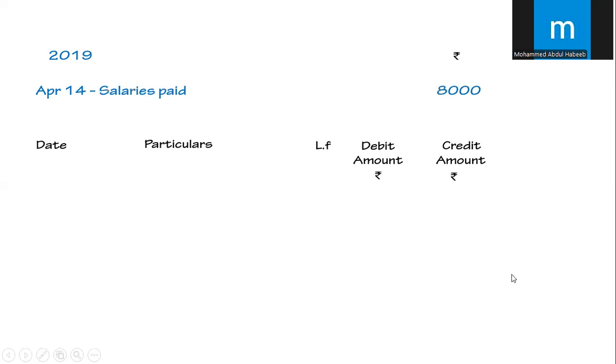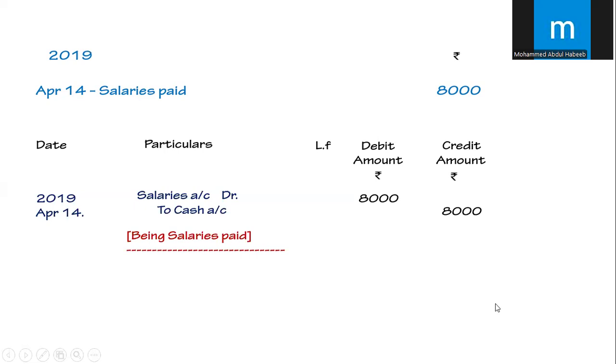Coming to our next transaction and the last transaction for the problem, which is on 2019 April 14. The transaction is given as salaries paid, 8,000. Here the date will be taken as 2019 April 14. Salaries paid. As we are paying salaries, it is an expenditure to the business. So as per rules of nominal account, salaries, as it is an expenditure, it will be debited. So salaries account debit 8,000 rupees. As we are paying salaries, cash will be going from the business. So as cash is going from the business, it will be credited as to cash account. So the general entry will be salaries account debit 8,000 to cash account 8,000, and the narration will be taken as being salaries paid.